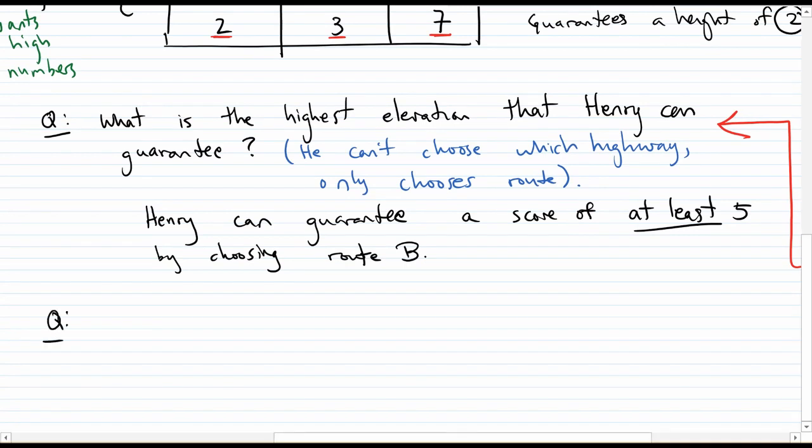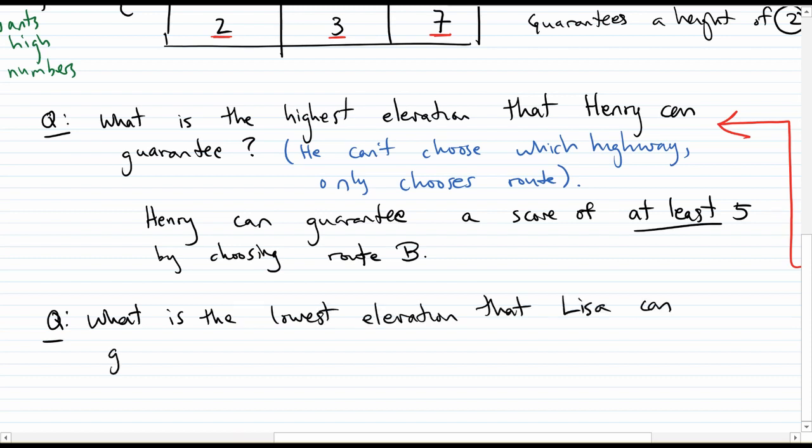Okay, on the flip side, let's think about how Lisa can play this game. Remember, she doesn't want a high score, she wants a low score. So what is the lowest elevation that Lisa can guarantee? And again, she can't choose the route or the rows. She can only choose the highway.